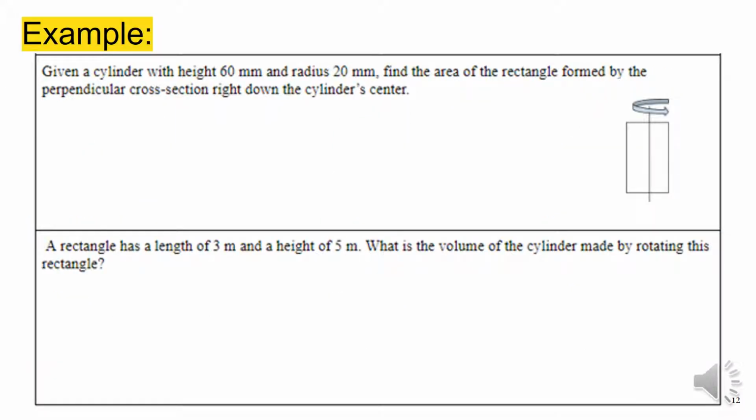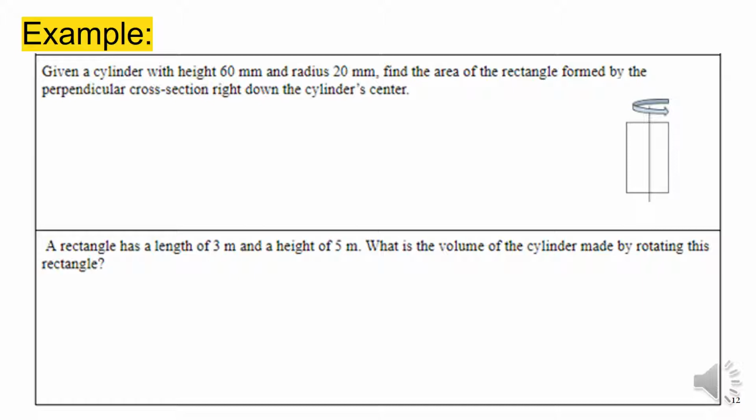All right, we've got a couple more examples to work through here. We are given a cylinder with a height of 60 and a radius of 20, and we need to find the area of the rectangle formed when we cut it up and down, or perpendicular. So let's think about what each of those measurements are. Our height is 60, so our height of our rectangle is also going to be 60.